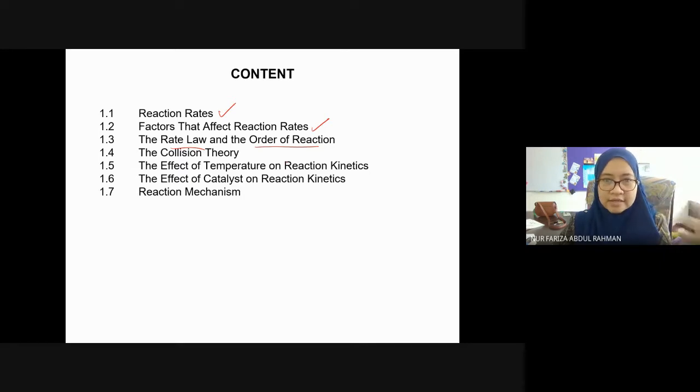Every reaction has its own order. So what is order? Later on it will be covered in the slides. Then we have collision theory. For the reaction to take place, the particles need to collide in order to produce product. And then the effect of temperature on the reaction kinetics, the effect of catalyst on reaction kinetics, and last but not least, the reaction mechanism.